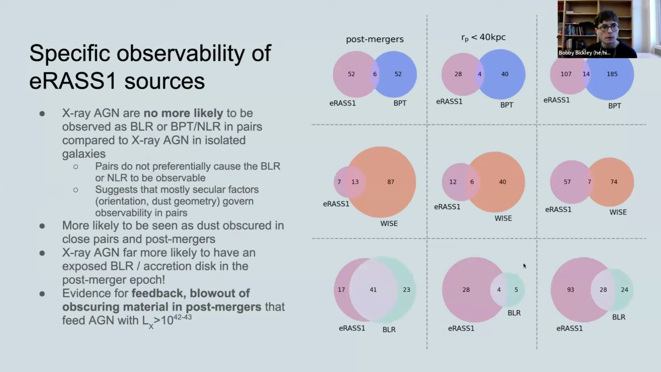I'm going to talk about this a little bit, and this is one of the more novel results that we've been able to produce with this data. So this is on specific observability of X-ray sources. We're asking the question here, if we can observe a galaxy as an X-ray AGN, what are the chances that we can also observe it as either a narrow line BPT AGN, a dust reddened mid-infrared AGN, or a broad line AGN with some broad component in its H alpha emission.